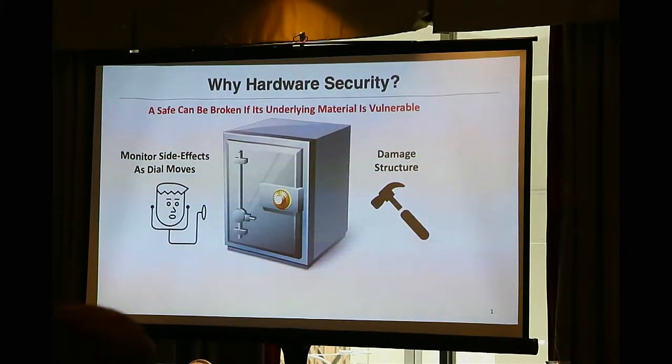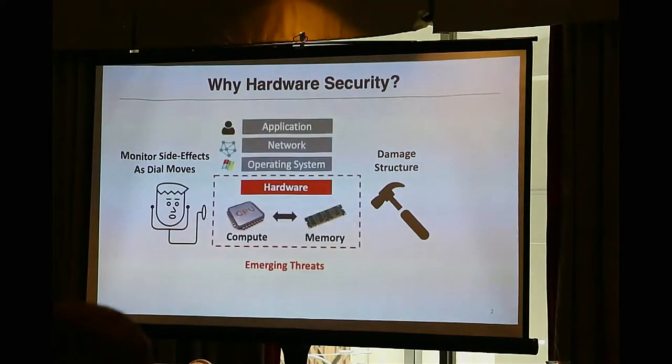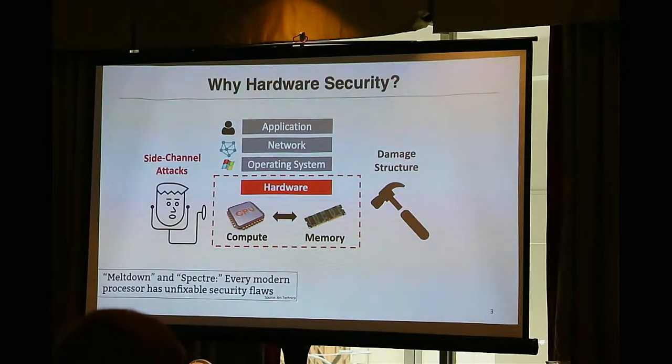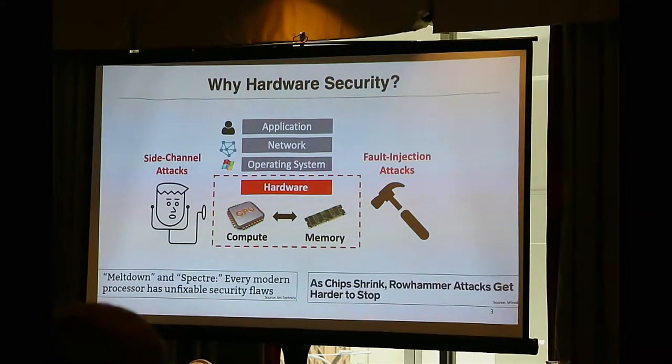In a very similar manner, systems are extremely vulnerable if the underlying hardware or microarchitecture has vulnerabilities. For example, today we are seeing many side channels, side effects of execution of code on the microarchitecture that can leak information. Classic examples are Spectre and Meltdown. Another example are fault injection attacks like Rowhammer that threaten the integrity of data in our memories. We're seeing new attacks like these come up.